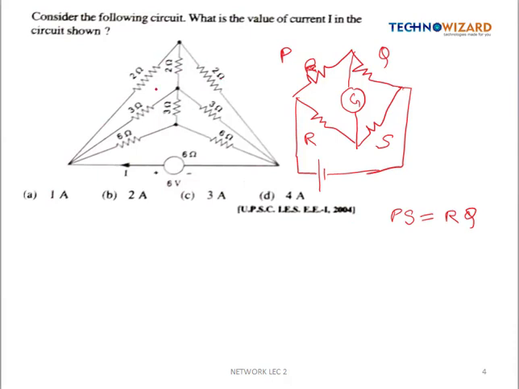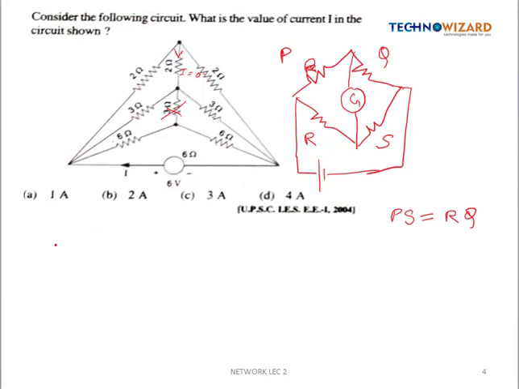So this is a bridge, and in this the opposite arms are these 2 ohm and 3 ohm, and this 2 ohm and 3 ohm. Their product will be 6 and their product is also 6. So the bridge is balanced, so current through this 2 ohm will be 0, right? So we can remove this 2 ohm branch. Similarly, this 3 ohm and 6 ohm are also balanced, so we can also remove this 3 ohm resistance.